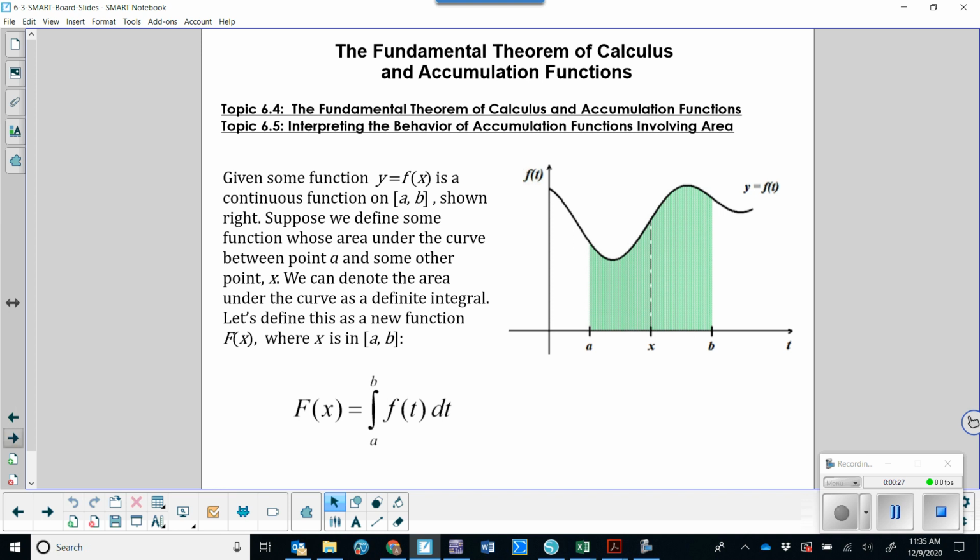So if we have, and again, some of this we've already talked about, we know that if you take the integral from a to b of f of t dt, then we're going to call that capital F of x. So that's going to be the area under the curve. Now remember, it's only area under the curve if it's all above the x-axis, okay?